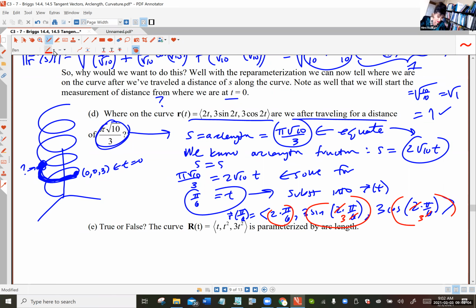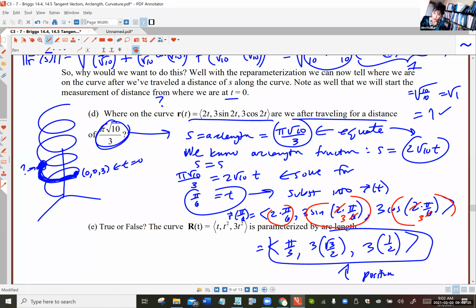And folks, this is the position on your curve when you stop walking along the curve, having made it a distance of pi square root of 10 thirds. So this is the point's coordinates. That's it, you're done. It'll be the tip of your vector. Somebody says, give me the point. Well, then you'd have to use parentheses. So the coordinates of the point that you finished would be this.